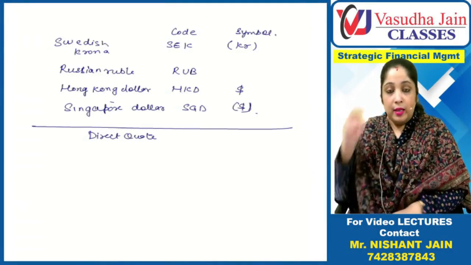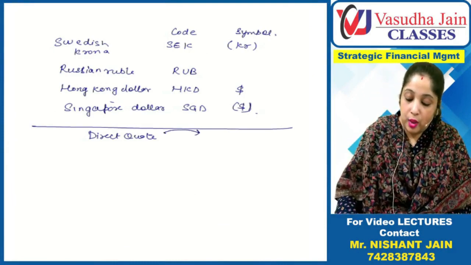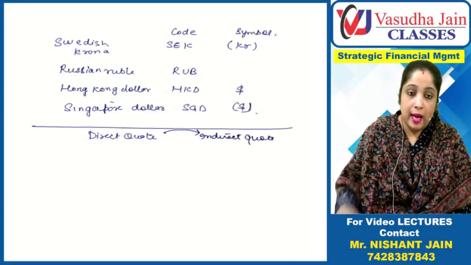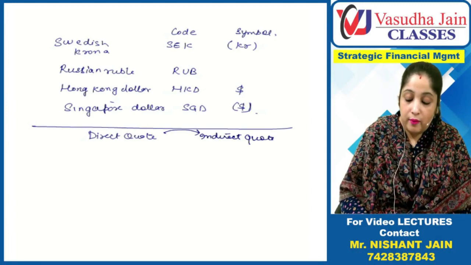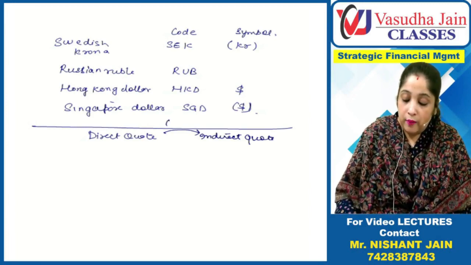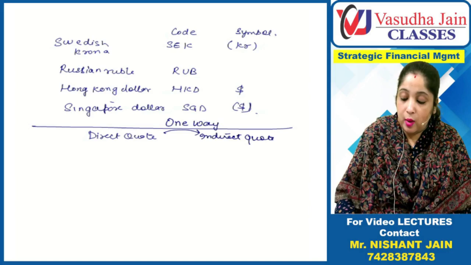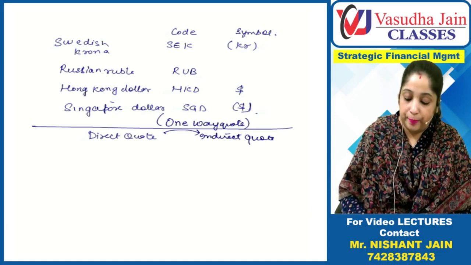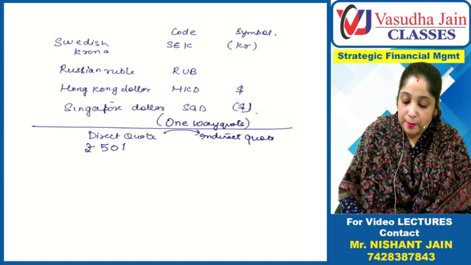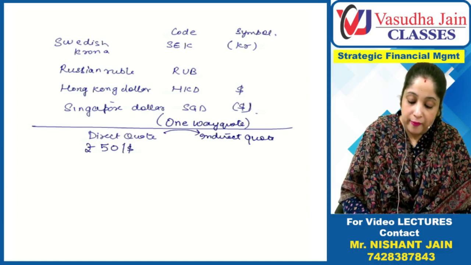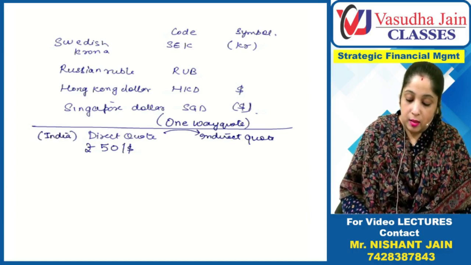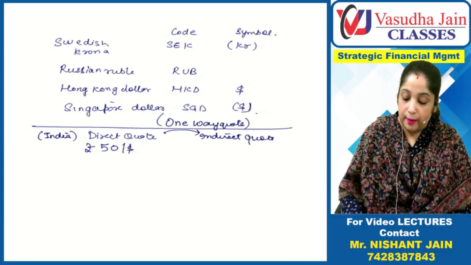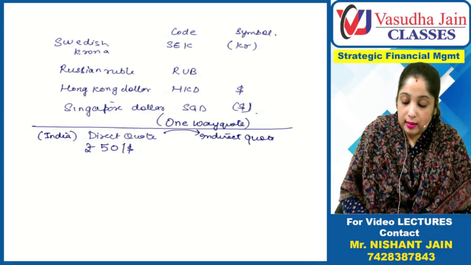Now, one thing you should always remember: how do you convert a direct quote into an indirect quote? Very simple. Again, one more rule is coming. We are just going to talk about one-way quote. A one-way quote is a quote which has only one rate, which is both the buying rate and the selling rate. If I am saying 50 rupees per dollar, this is a direct quote for India, because the currency which is playing the role of price for that nation makes it a direct quote.